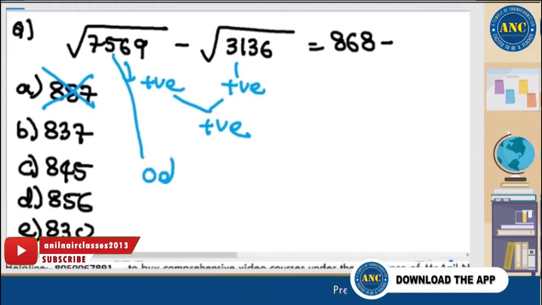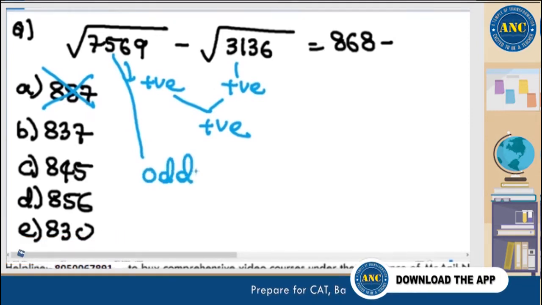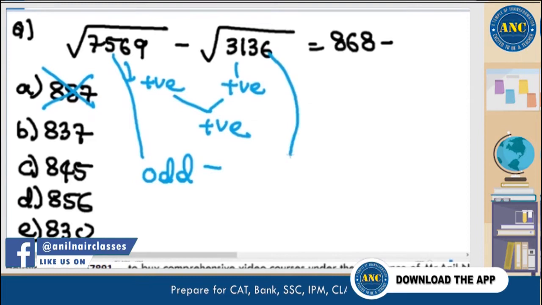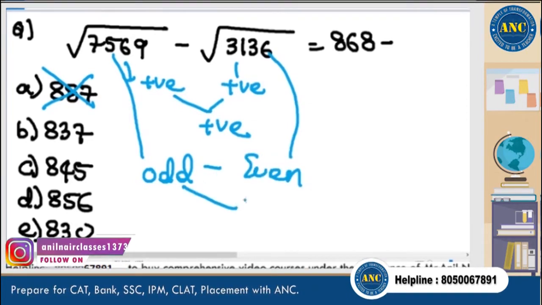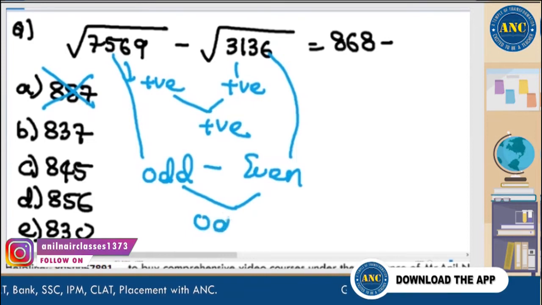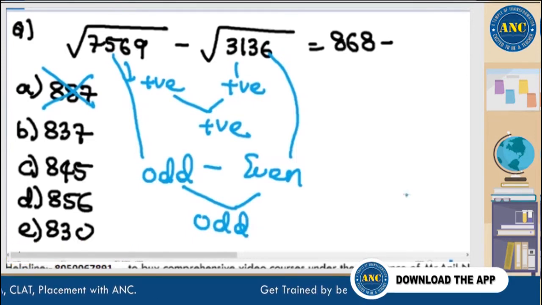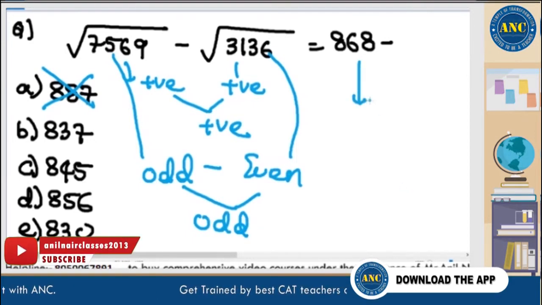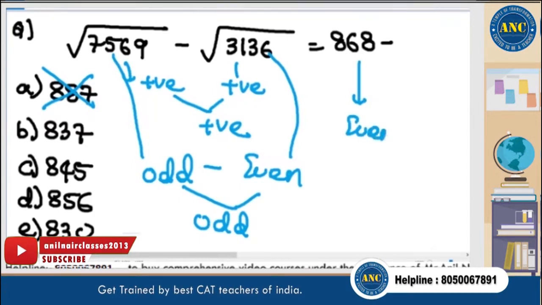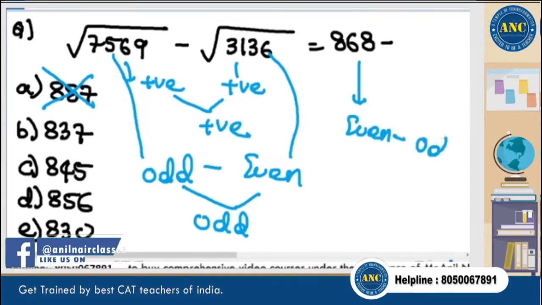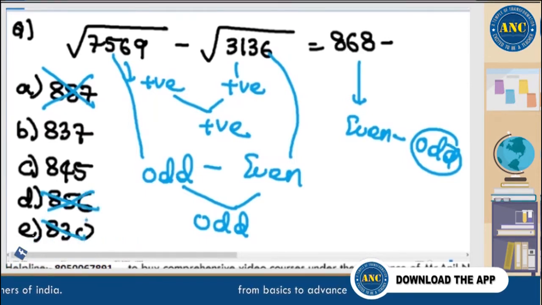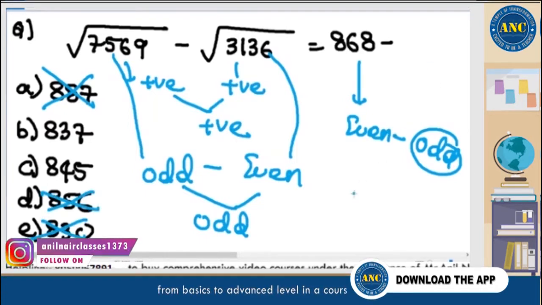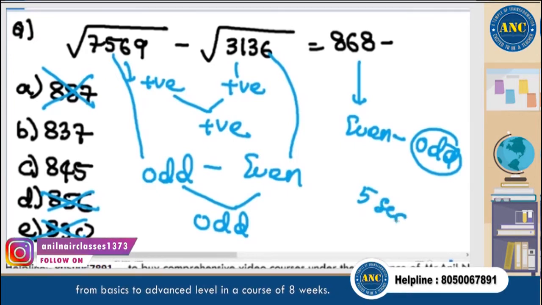7569 is an odd number. Square root of an odd number is an odd number. 3136 is an even number. Square root of an even number is an even number. Odd minus even is odd. 868 is an even number, so even minus... the remaining one should be an odd number. See here, just by looking at the question, within 5 seconds, 3 options are eliminated.